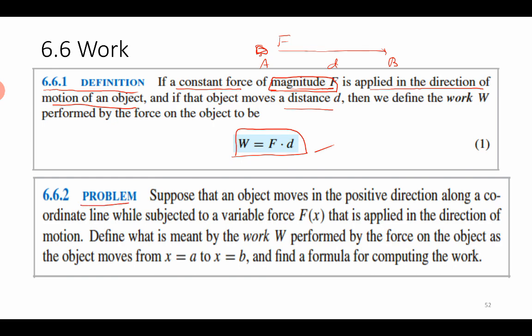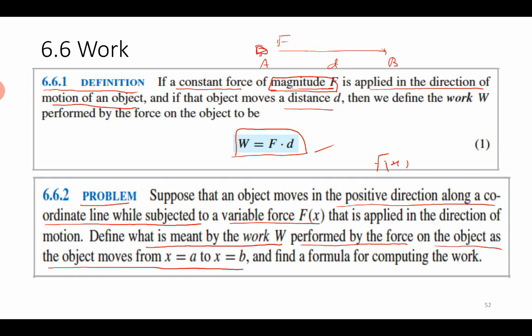What's the problem in this chapter? Suppose that an object moves in the positive direction along a coordinate line while subjected to a variable force f of x. If the force is not constant but a function of x, a variable force, then how do we derive the formula? That's what we are going to discuss. The force is applied in the direction of the motion. So define what is meant by the work W performed by the force on the object as it moves from A to B. Let's find a formula for this case.